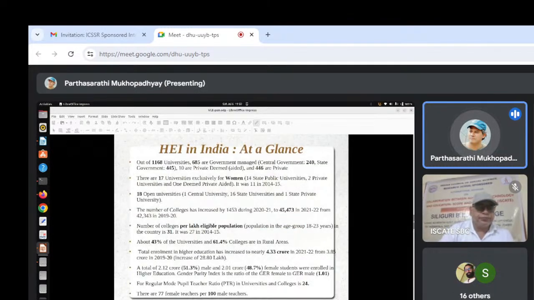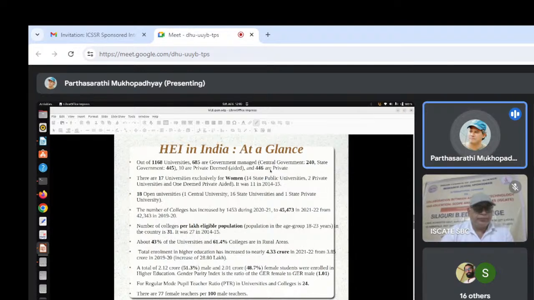So if we go through the higher education scenario in India at a glance, the data I have taken from the latest AISHE report, 21-22 session, that was the latest one. We are one of the biggest educational chains in the world, but unfortunately not one of the finest. Out of this, we have a total of around 1116 universities. Mostly these are still government managed, but private universities are coming in a big way, almost 1/3 presently, 446.